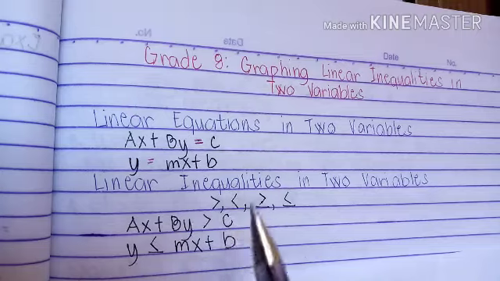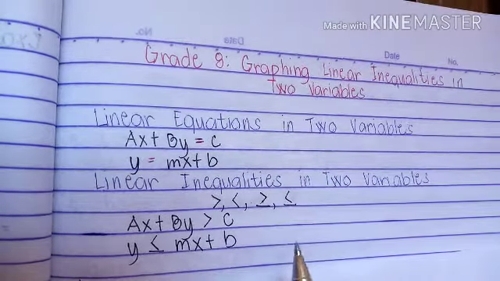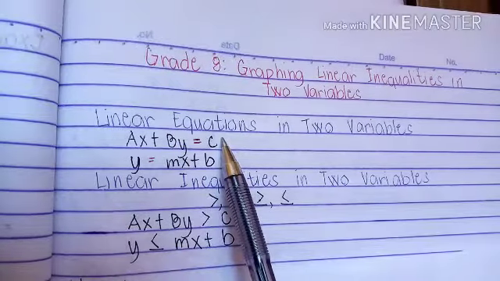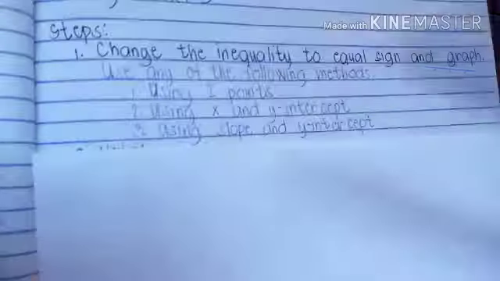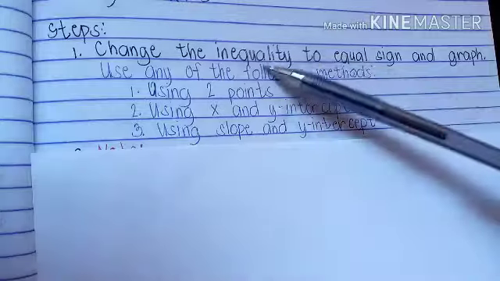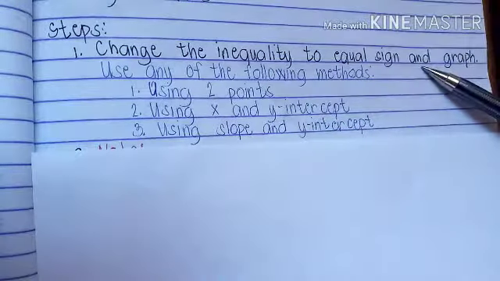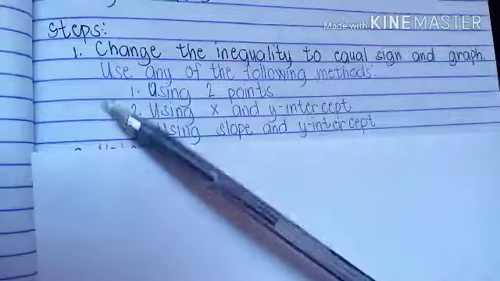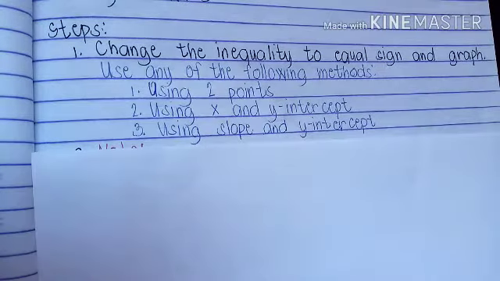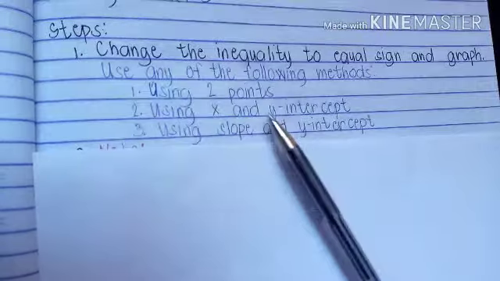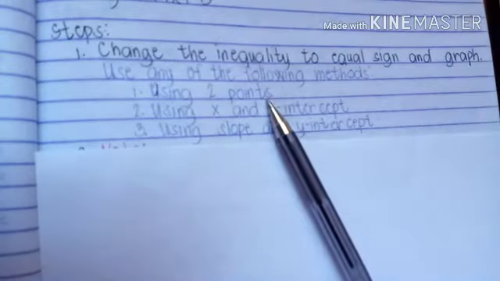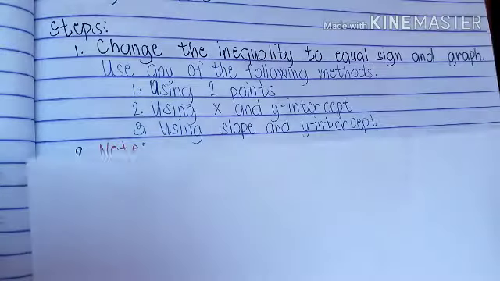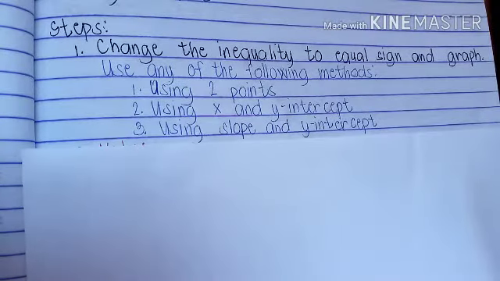Now, when we graph linear inequalities in two variables, there would be differences from graphing linear equations in two variables, so there would be additional steps. Step one: we have to change the inequality to an equal sign and graph. I hope that you recall how to graph a linear equation, since we're going to use that. You can use two points, we could also use the x and y intercepts, or we could use the slope and y-intercept.